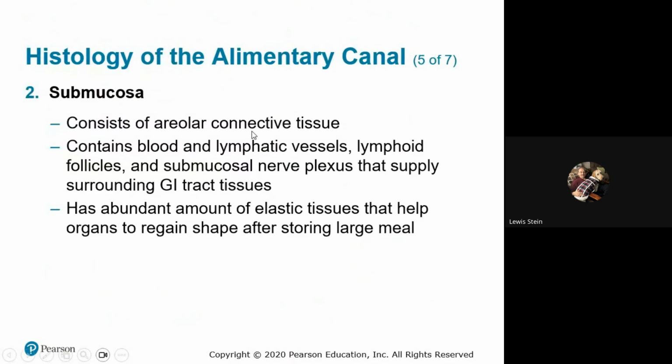Submucosa, more regular tissue: blood, lymphatics, lymph follicles, the nerve plexus supplying the GI tract, and abundant elastic tissue. I should have mentioned that, and I'm glad they noted it here. It gains its shape. Once again, empty, your stomach can have a volume of a couple of ounces. Filled, your stomach could stretch to a gallon.